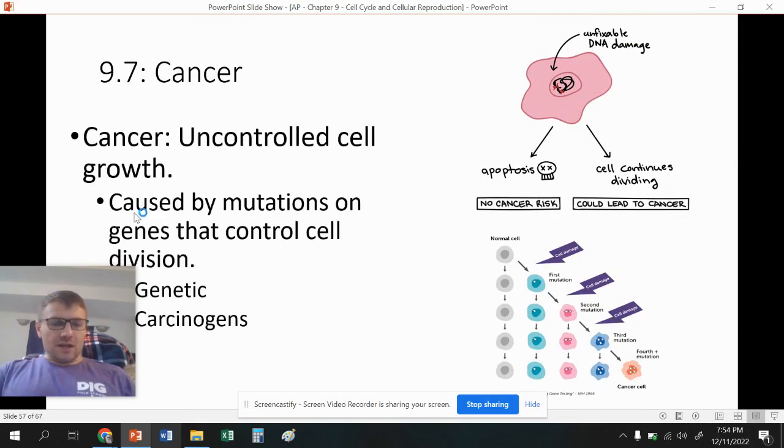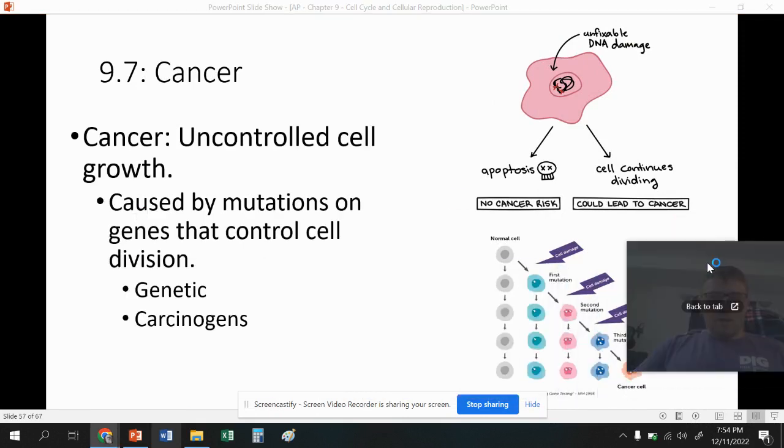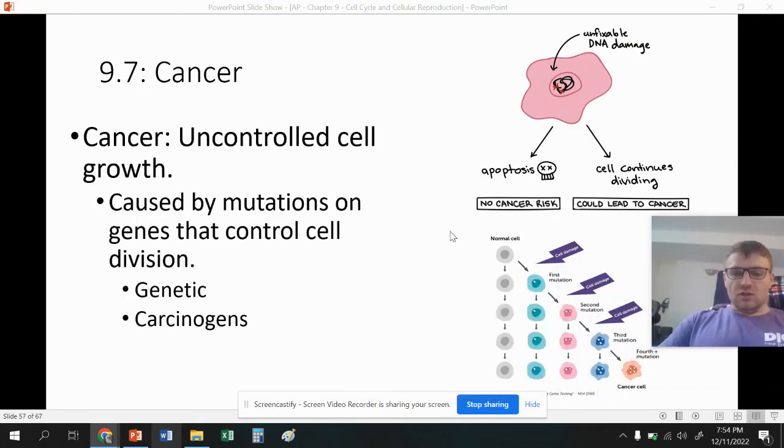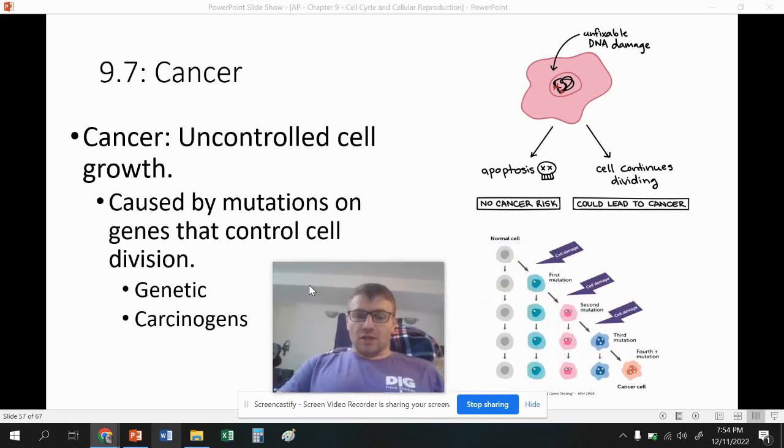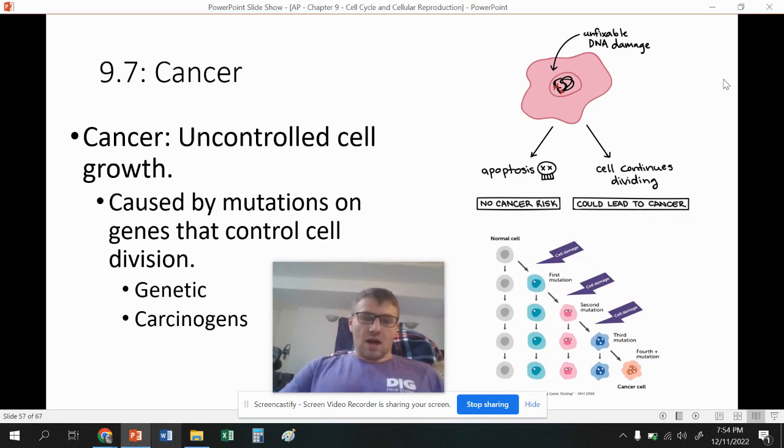All right, so what is cancer? Cancer is uncontrolled cell growth. This is usually caused by mutations to genes that control cell division. There are two main types of these mutations. They can be either genetic mutations that you inherit from your parents, or they can be through carcinogens. And it's not like if you get one mutation, you're instantly going to develop cancer. You have to have usually several rounds of mutations occur.